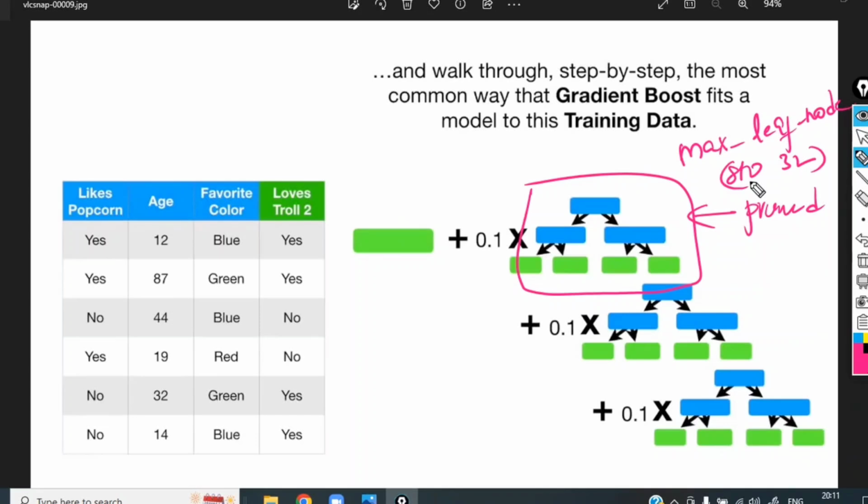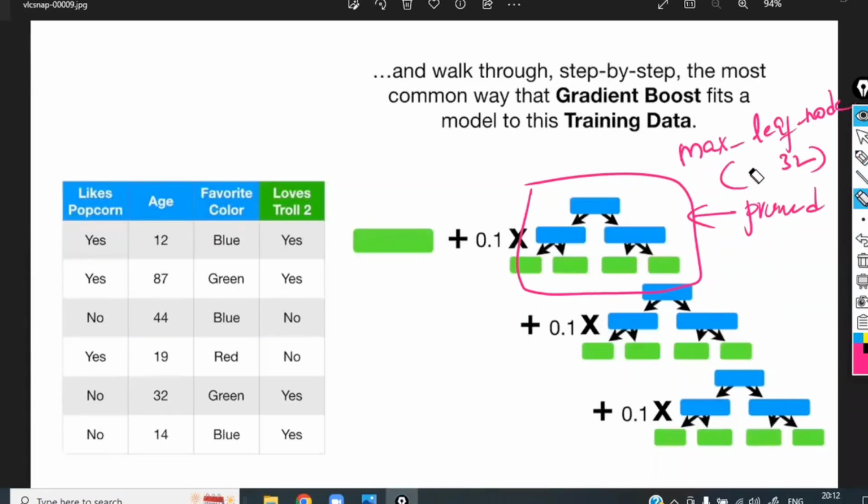You can go from 8 to 32. The maximum is 32. You can't go more than 32 leaf nodes. If the tree is growing to more than 32 leaf nodes, it means you have to cut the tree. You have to cut the tree in such a way that the maximum number of leaf nodes is equal to 32.